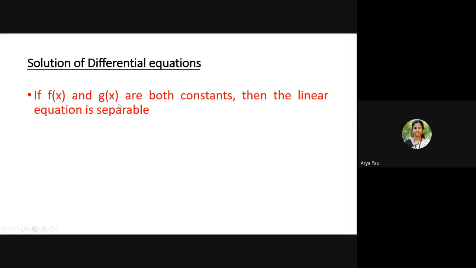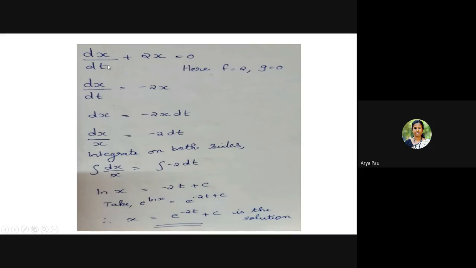Suppose f of x and g of x are both constant, as I have already shown in the example. If f and g are both constants, then the linear equation is separable. So we can easily find the solution. Here, this is just an example for illustration. You can try out your own examples.